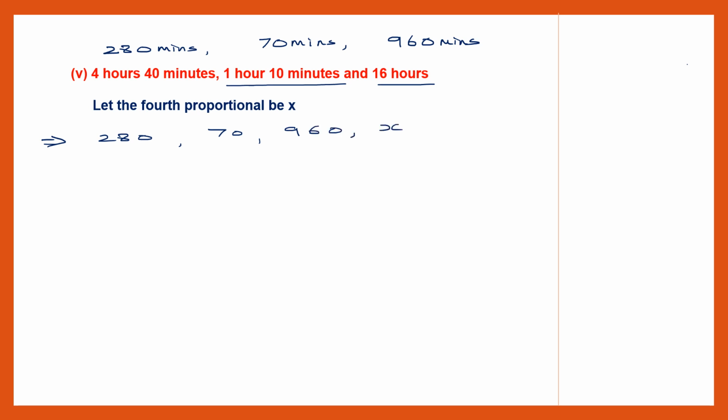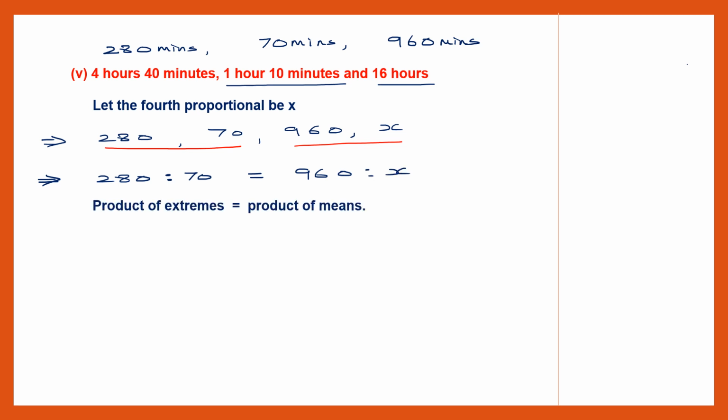We are going to take the first 2 terms and make the first ratio. So that is going to be 280 is to 70. And the next 2, that is 960 and x, we're going to take as the next 2 quantities to form the ratio. 960 is to x. Now let's use the formula. Product of extremes equals product of means. The extremes are these 2 numbers. So that will be 280 into x is equal to product of means, and these are the means, that is 70 into 960.